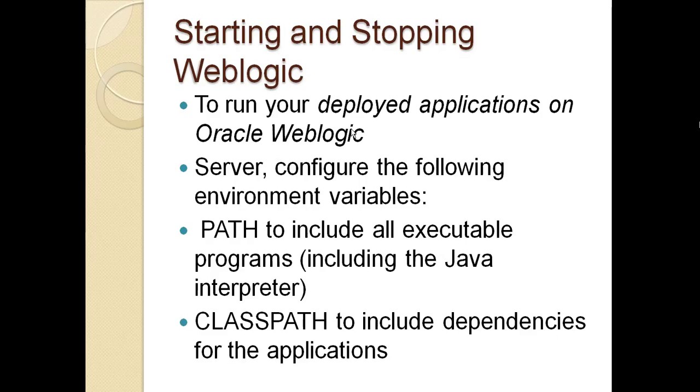So to run your deployed application on WebLogic server, we have to start its server configuration, everything, class path. Path will include all the executable programs, including the Java interpreter and all. So when we start WebLogic server, we will see what all path it sets, and class path will include the dependencies for the applications. If your application is using some external jars, you have to set them in the class path, so that while starting our WebLogic server, all these values are picked up and loaded, so that when your application needs them, they are there in the memory, otherwise your application will fail.